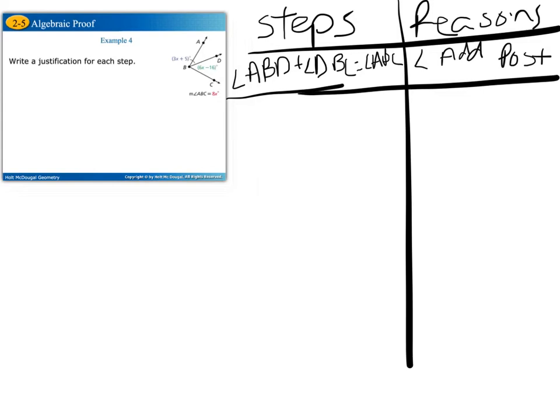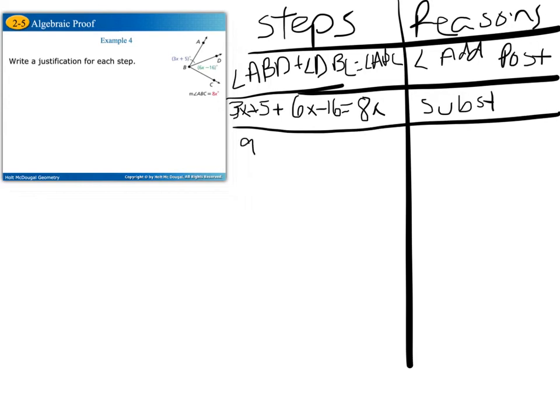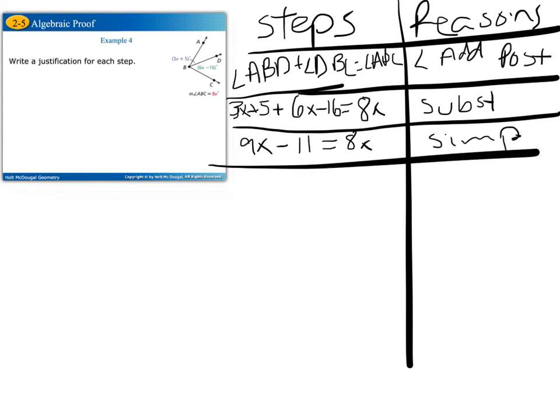Okay, so you should be able to remember how we just did the last one. Now I have 3x plus 5 plus 6x minus 16 equals 8x by substitution. 9x minus 11 equals 8x. Simplify. Subtract 9x from both sides. Subtraction property of equality.